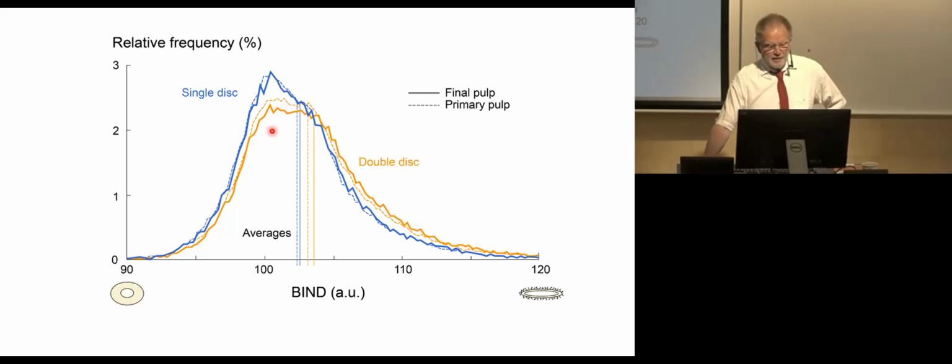And you can see the pattern from the primary stage. It's very much maintained until you go to the final pulp. So you can see they are close to each other. So the primary stage, so important.